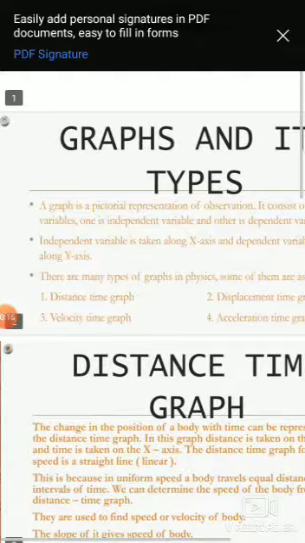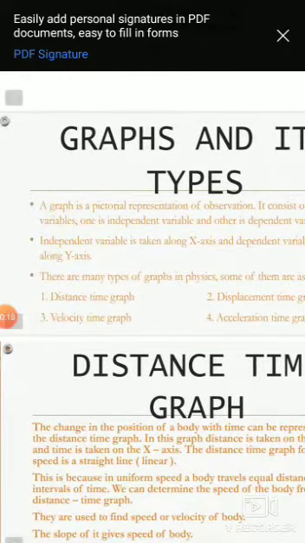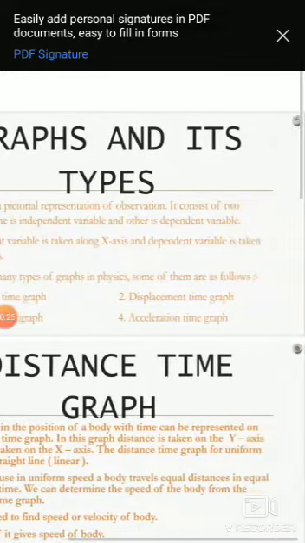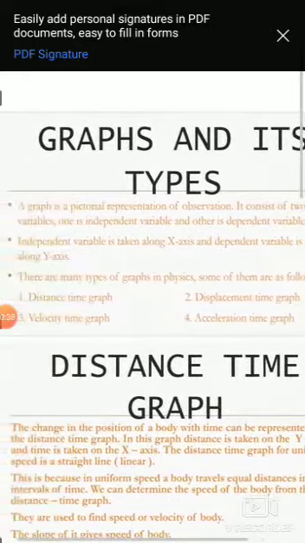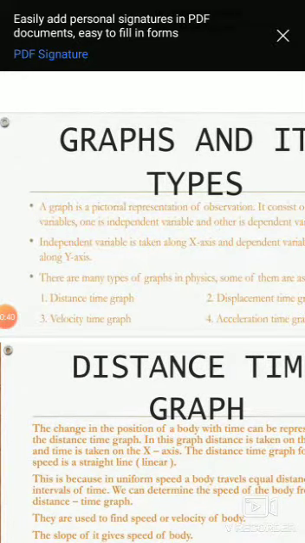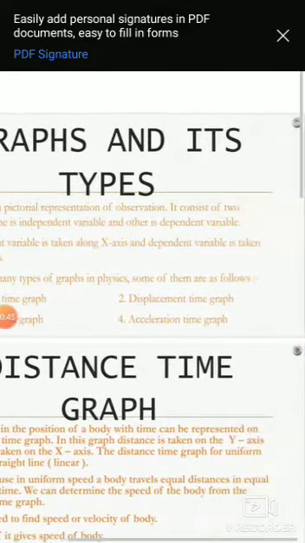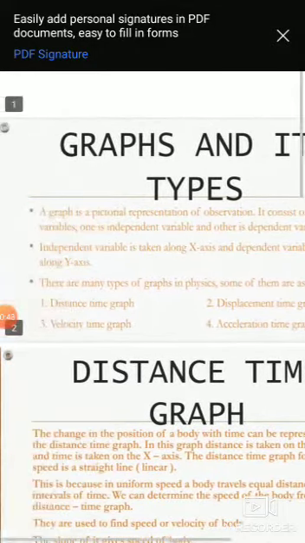Graph and its type. A graph is a pictorial representation of observation. It consists of two variables. One is the independent variable and the other is the dependent variable. The independent variable is taken along the x-axis and the dependent variable is taken along the y-axis.